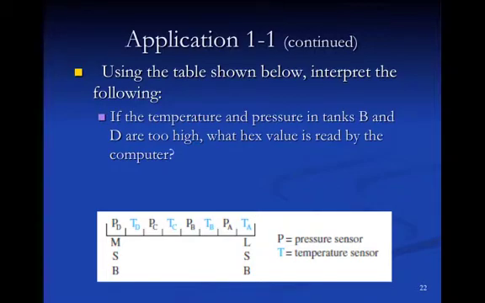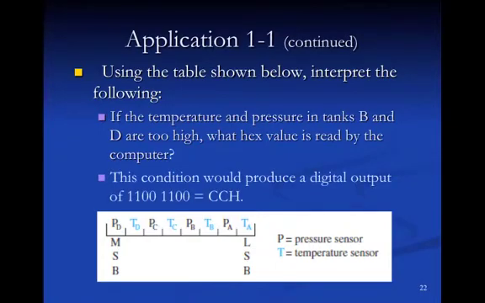Now, if the temperature and pressure in tanks B and D are too high, what hex value is read by the computer? This condition would produce a digital output of 11001100, which is equal to CC in hex.